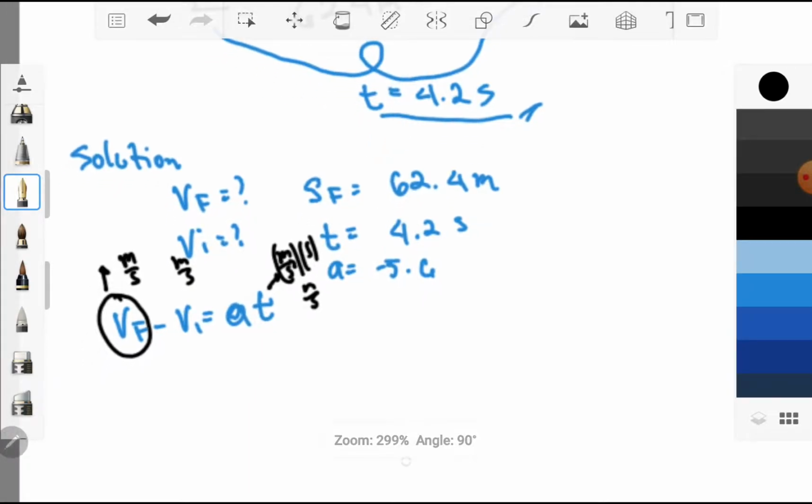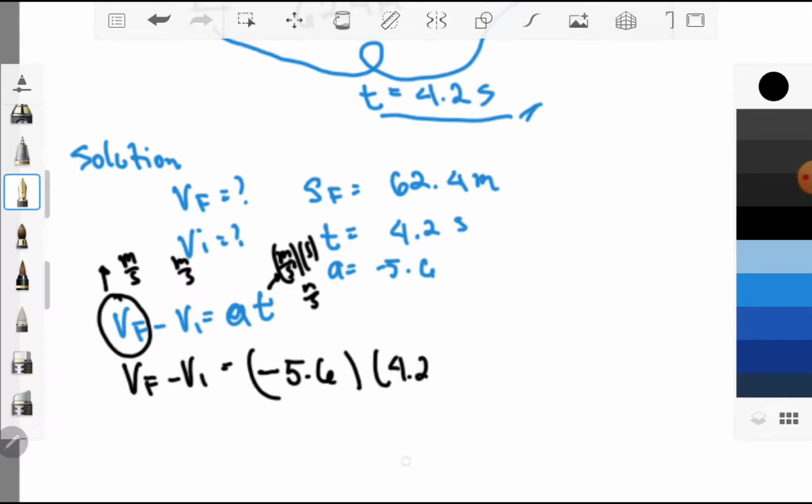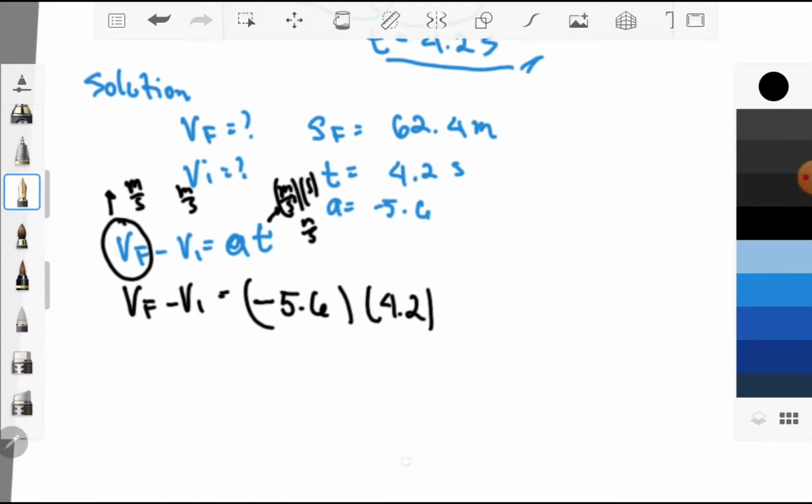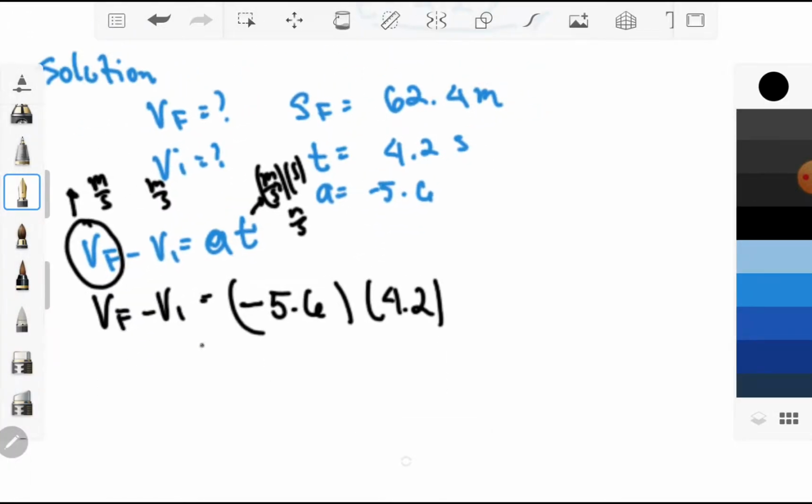Okay? So we have VF less VI is equal to A. We substitute a negative acceleration because it is deceleration, negative 5.6, multiplied by our time wherein it covers the 62.4 meters, so 4.2 seconds. Calculating this using the calculator. So always take note that when you listen to videos like this, you have a calculator with you. So we have negative 23.52.